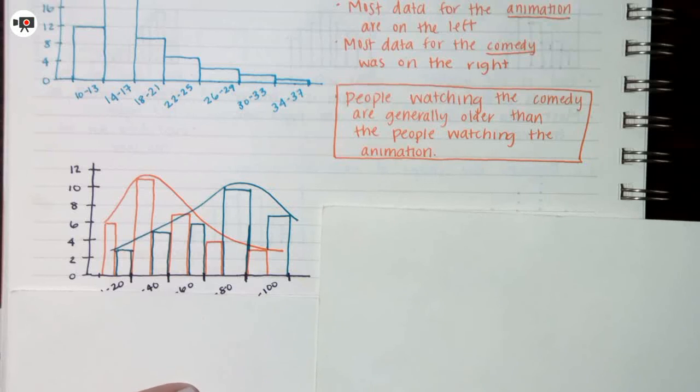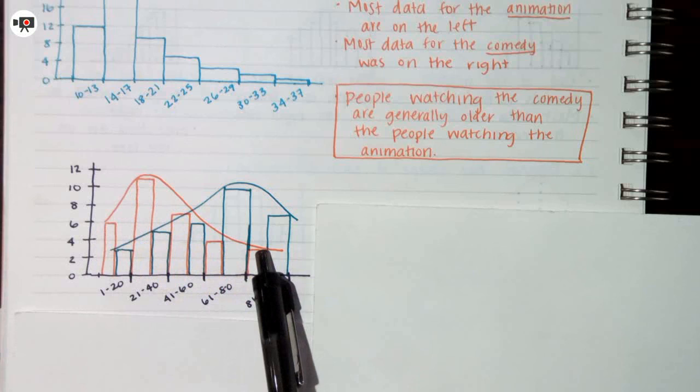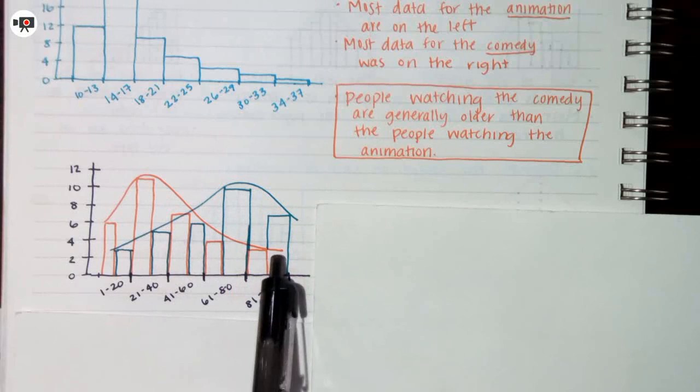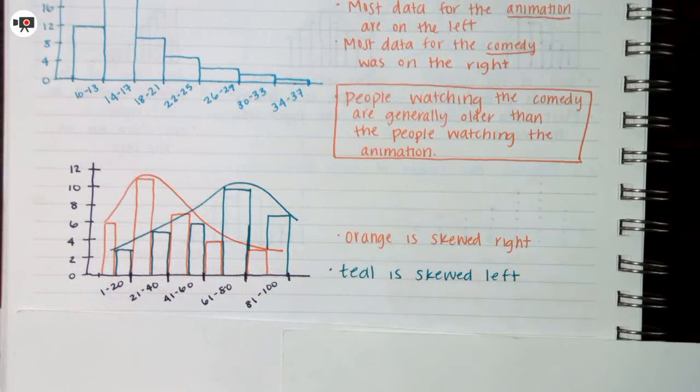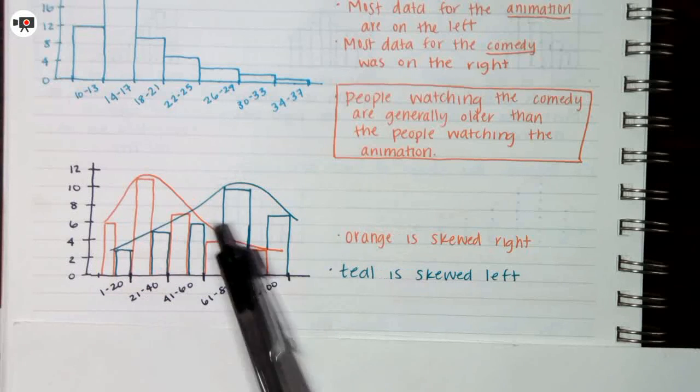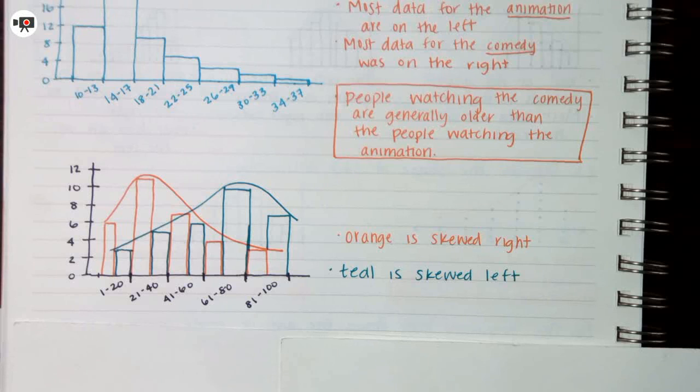Now here we have two different frequencies, two different situations shown on the same histogram. If we look at just the orange ones, we can see that it is skewed right. If we look at just the teal ones, we can see it is skewed left. So sometimes you might have to plot them on the same axes, or you will have to analyze it given in this way.